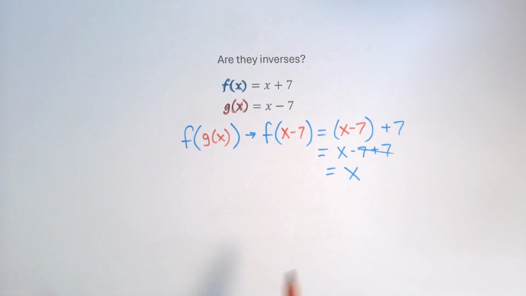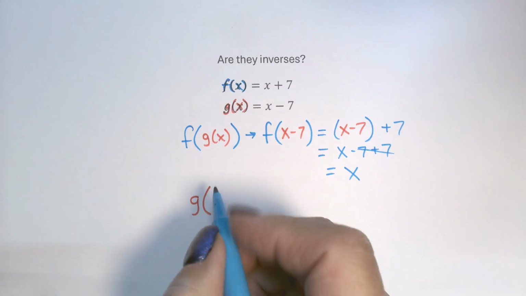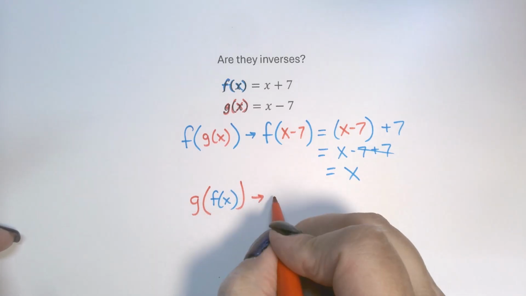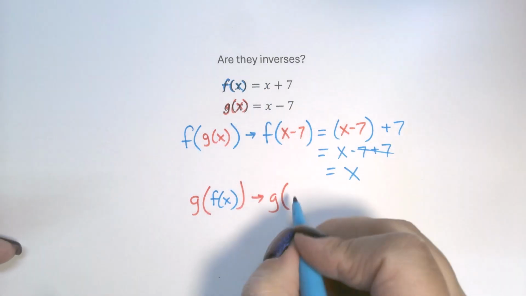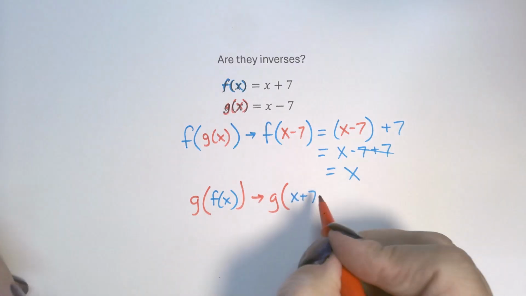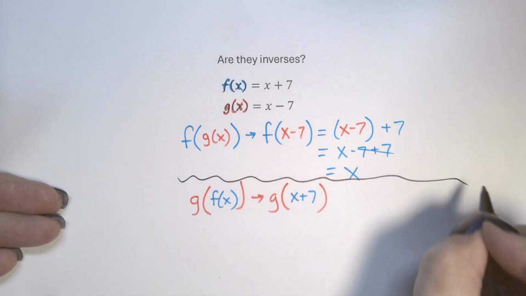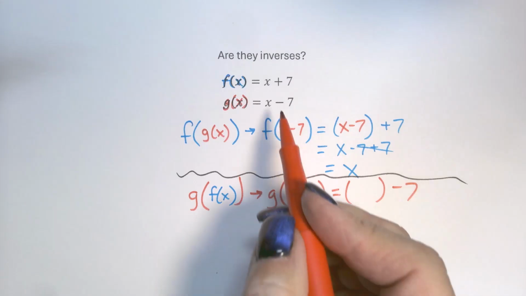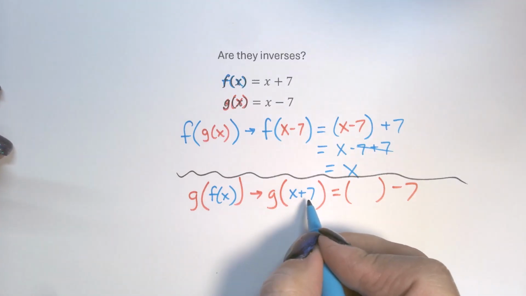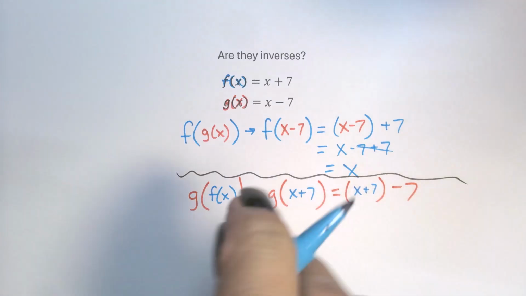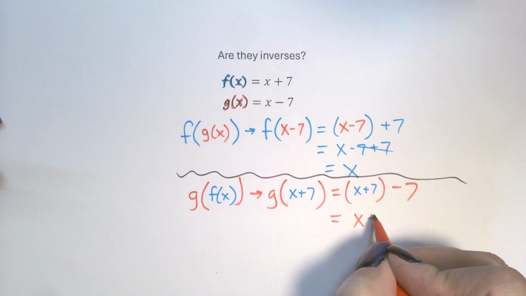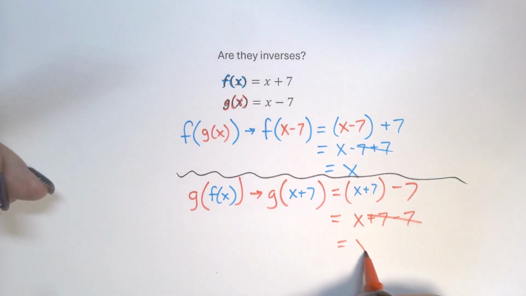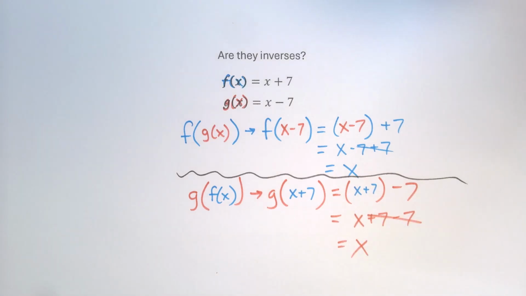Now checking it the other way, g of f of x would be g of x plus 7, and what we're going to get here is the function is x minus 7, but instead of just using an x, we're using this entire thing, so that x plus 7 would go right in here. When you simplify that, you're going to get x plus 7 minus 7. And those cancel out, and then you just get the x back again. That's how you prove if two things are inverses.